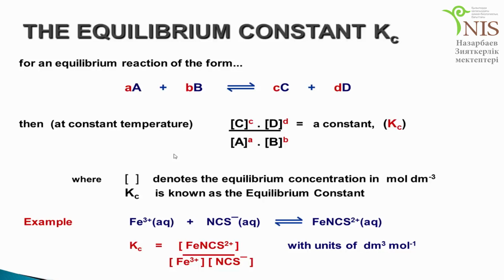For an equilibrium reaction of the form A plus B produce C plus D, the equilibrium constant is equal to the concentration of C to the power of coefficient of C multiplied by the concentration of D to the power of the coefficient of D divided by the concentration of A to the power of the coefficient of A multiplied by the concentration of B to the power of the coefficient of B. So this Kc is shown as the equilibrium constant.